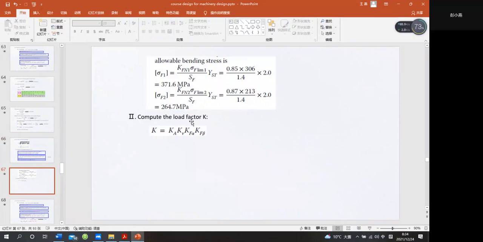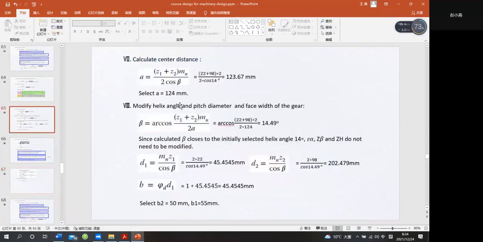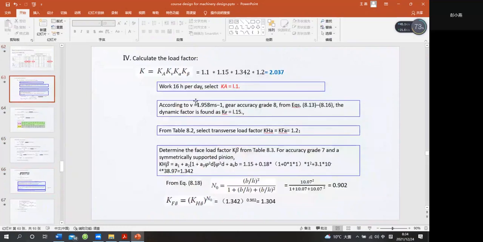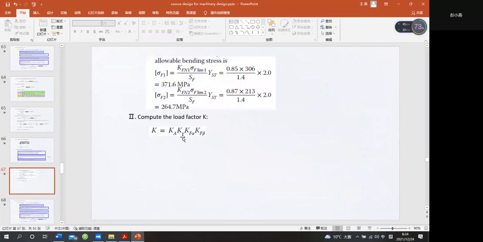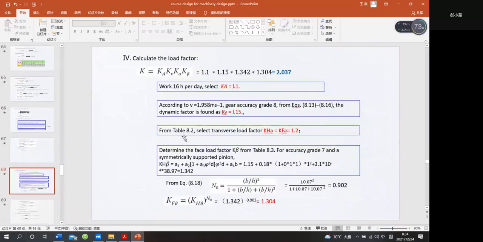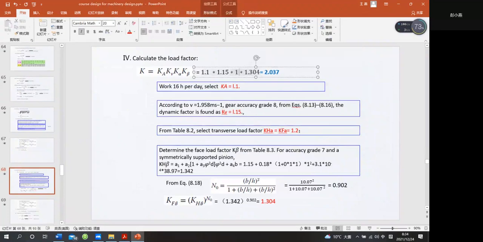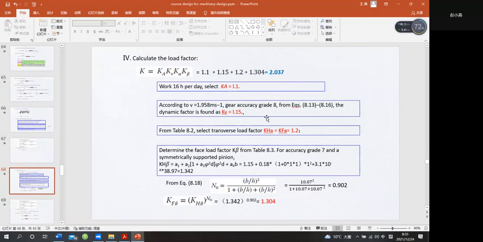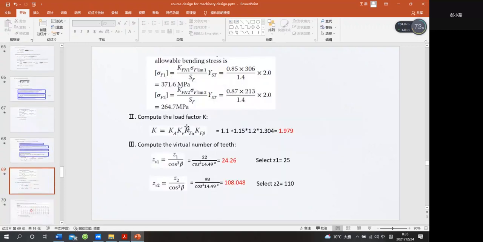And then we calculate the load factor for bending stress. We have calculated the load factor for contact stress when we check the diameter, and then we calculate the load factor for bending stress. For bending stress, we have this load, okay? And this is 1.2. It's the KA, KV, KF alpha and KF beta to calculate the load factor K for bending stress. For bending stress, it's this.